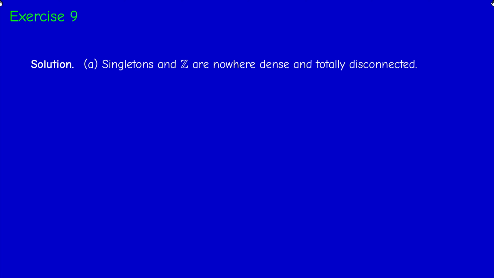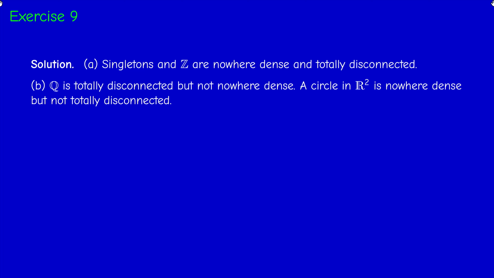Okay, first question, we know that singletons and Z are both nowhere dense and totally disconnected, as we mentioned in the lectures. Okay, so the only connected subsets of Z are either empty or the singletons. And a singleton actually happens to be both connected and totally disconnected. Okay, which seems a little bit contradictory, but this is the only extreme case.